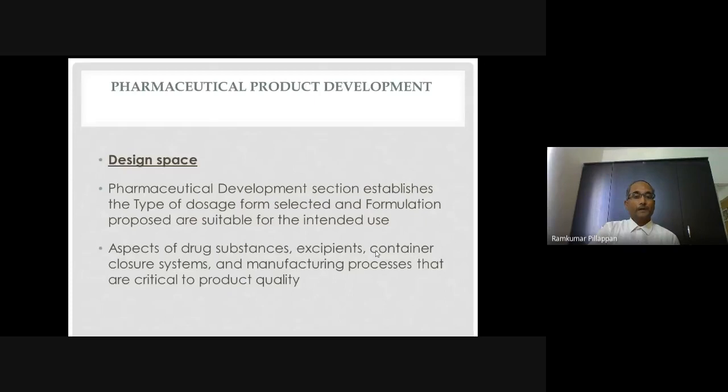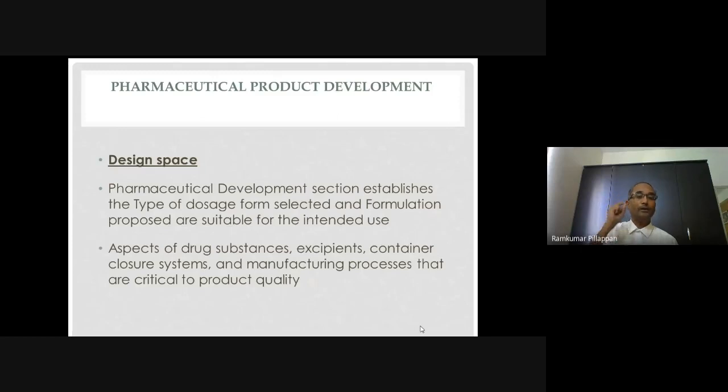This design space establishes the type of dosage form selected, tablet or capsule or even a powder or a sachet, whatever, and the proposed formulation for the intended use. It also includes the drug substance, which can be aspirin or any new antiviral drug, excipients included, container closure systems, and manufacturing processes that are critical to product quality. See, the word critical is very important. In product development and manufacturing, there will be so many steps involved, but a good scientist always knows what is a critical step.